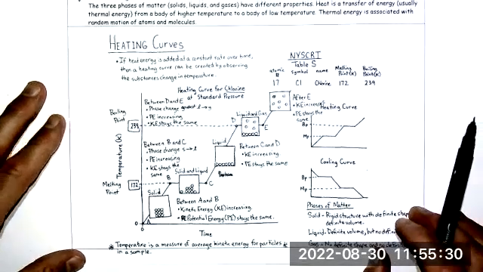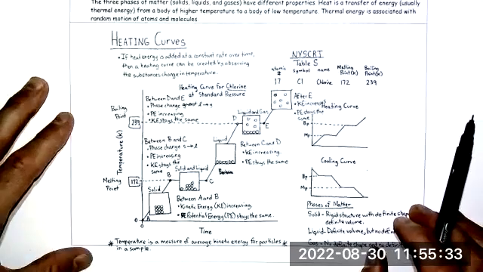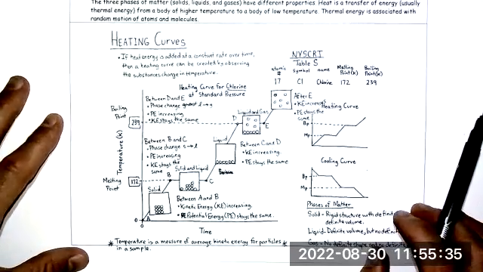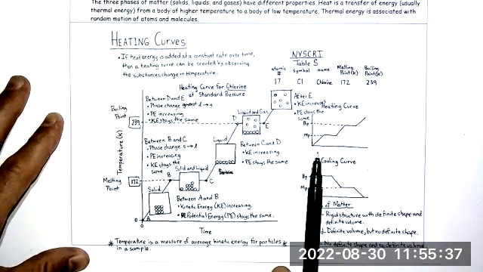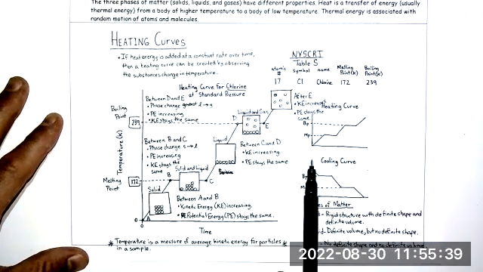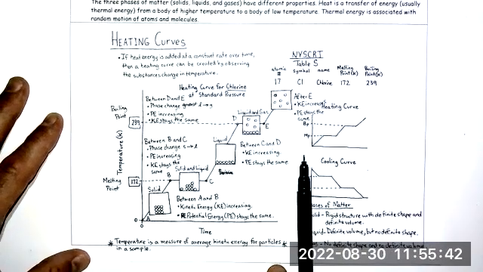Okay, so that is a summary of heating curves and cooling curves, and we'll quantify the amount of heat being transferred next time when we talk about specific heat capacity, heat of fusion, and heat of vaporization.